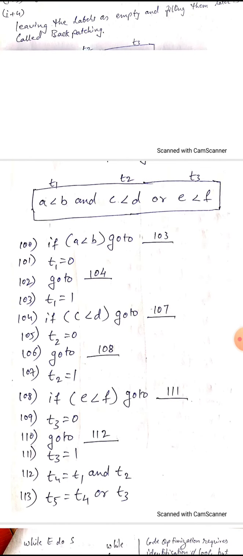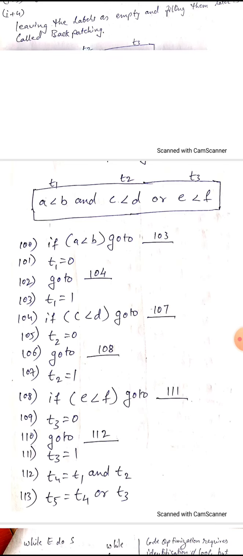So if a is less than b, go to dash, t1 equal to 0, right. Then go to something, t1 equal to 1. In that way, three variables t1, t2 and t3 are supposed to be initialized to 0 or 1. So if c is less than d, go to dash, t2 equal to 0, go to 108 and t2 equal to 1, right. And similarly, if e is less than f, go to dash, t3 equal to 0, go to dash, t3 equal to 1, and finally we need to merge up all these conditions.